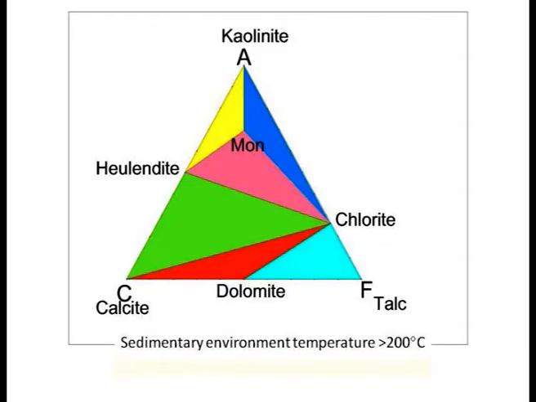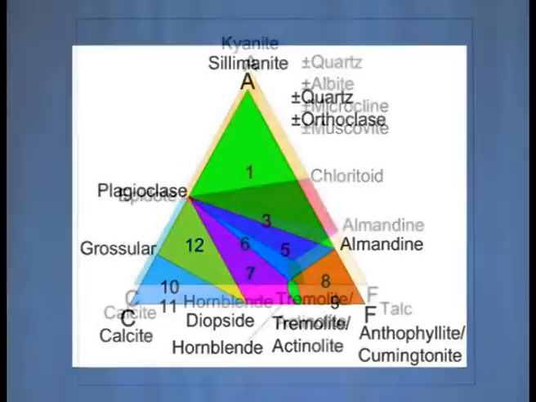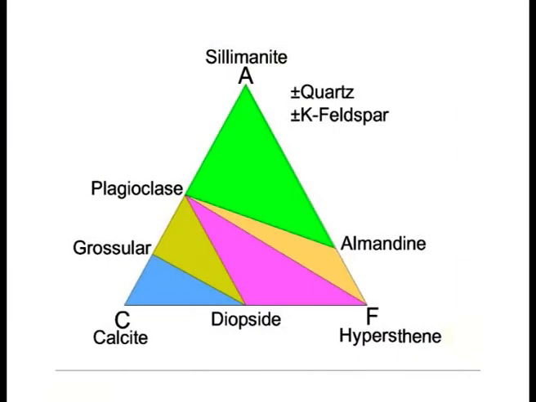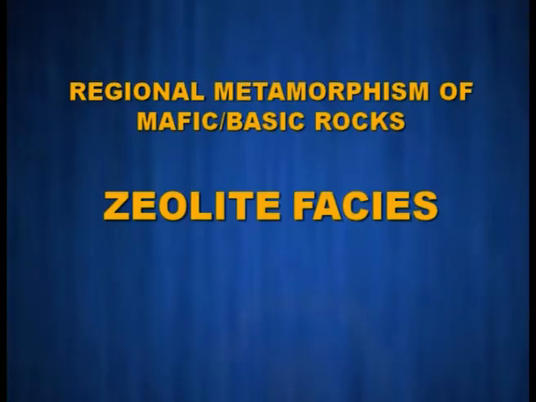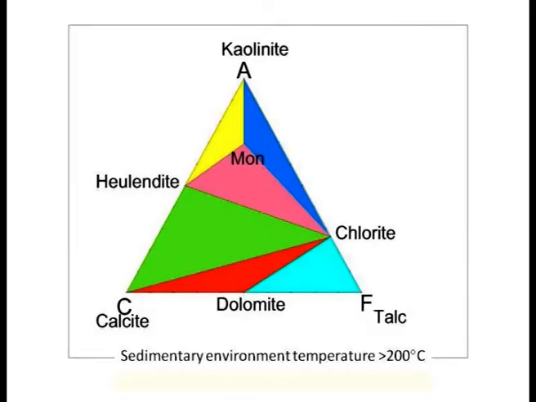For the regional metamorphism of mafic-basic rocks, we have to compare all the facies of intermediate pressure, that is Zeolite to Granulite, in view of major change in mafic rocks only during metamorphism. Regional metamorphism of mafic-basic rocks during Zeolite facies. Very low grade metabasites are usually partially altered to very fine grained rocks.